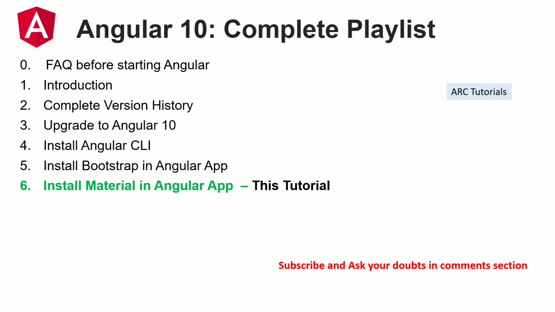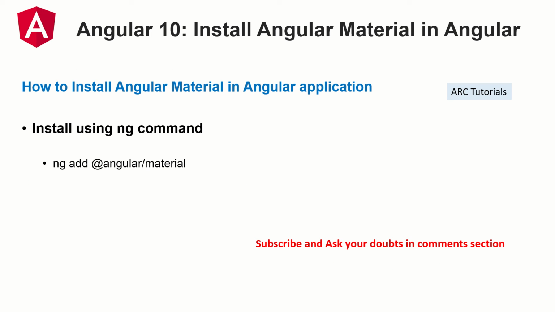Alright, so we are in the 6th episode of the Angular 10 complete playlist. Today we are learning how to install Angular Material in an Angular application. To install Angular Material, it's pretty straightforward and easy, and the way to do it is using an ng command. We will run the command ng add @angular/material package. Once we do that, it will install that particular module. It's as simple as that.